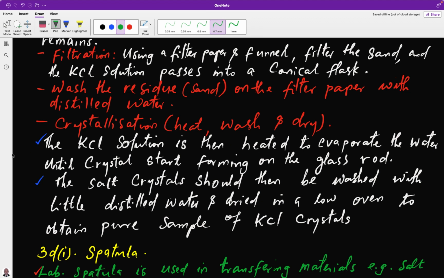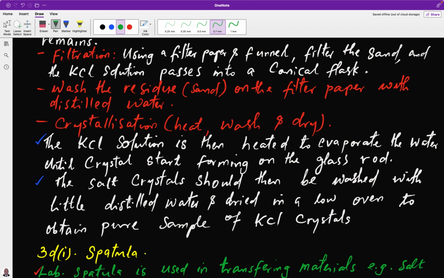We now say the potassium chloride solution is then heated to evaporate the water until crystals start forming on the glass rod. As you are heating the solution, you are turning it using a glass rod. So when you heat it to evaporate the water that is in the solution, it will get to a level that when you start finding crystals on the glass rod, that means it has arrived at the level of saturation.